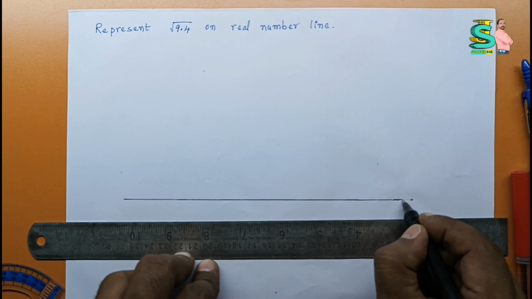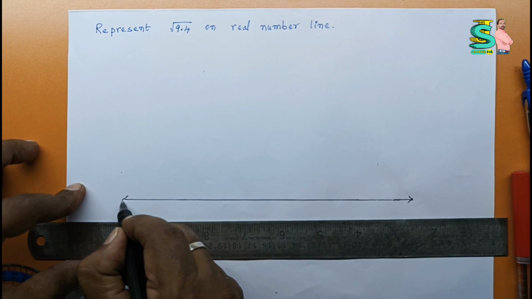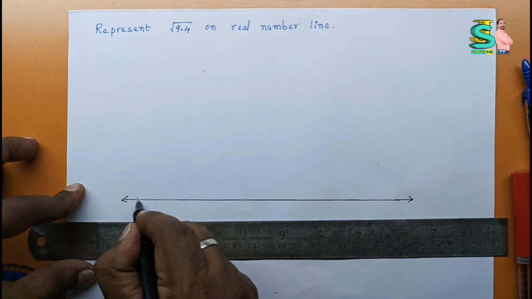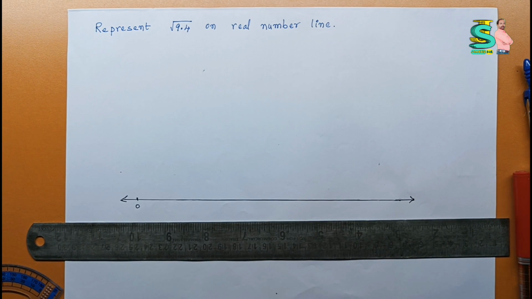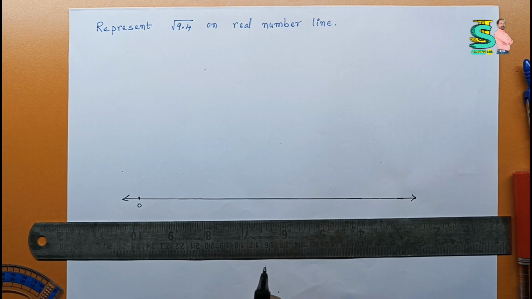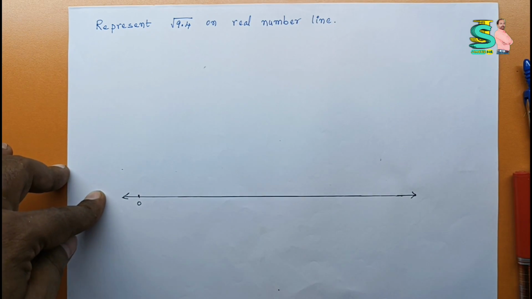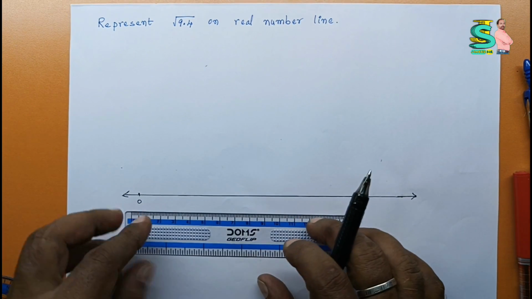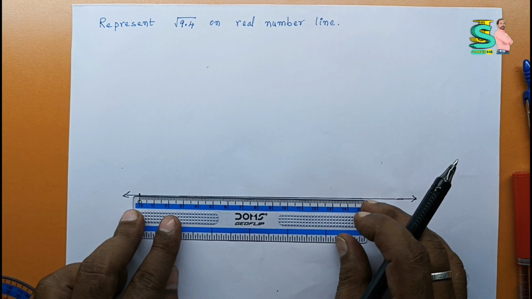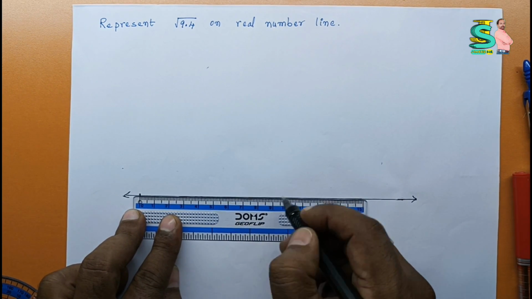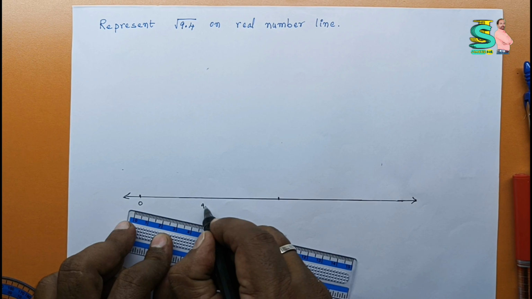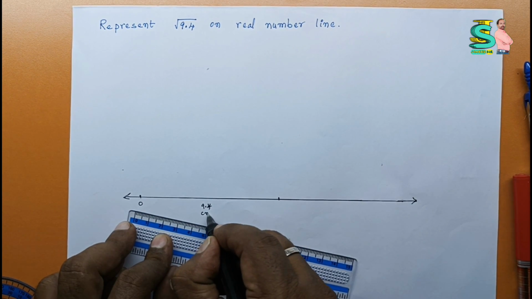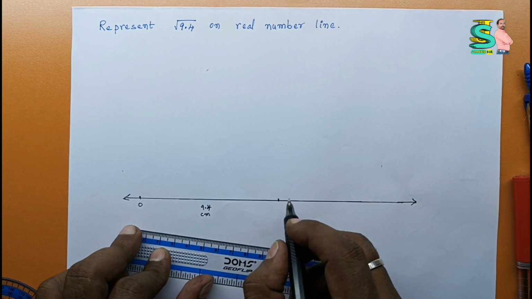Draw one line and take O. What is given there? 9.4. So draw 9.4 from O. 9.4 means up to here. This one is 9.4 centimeters.